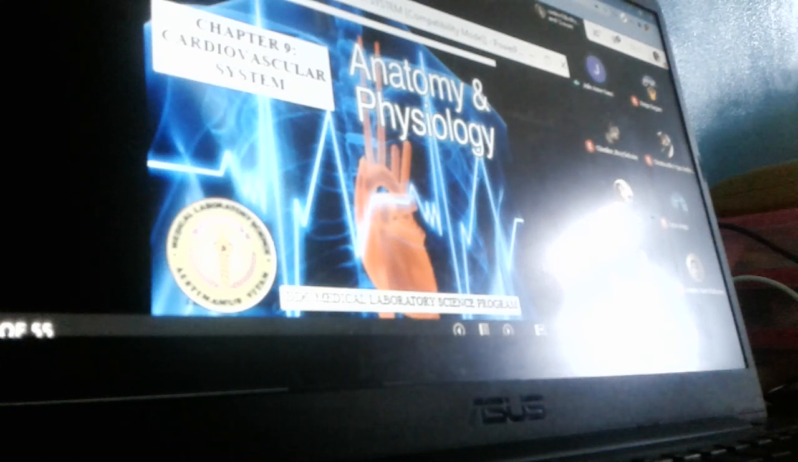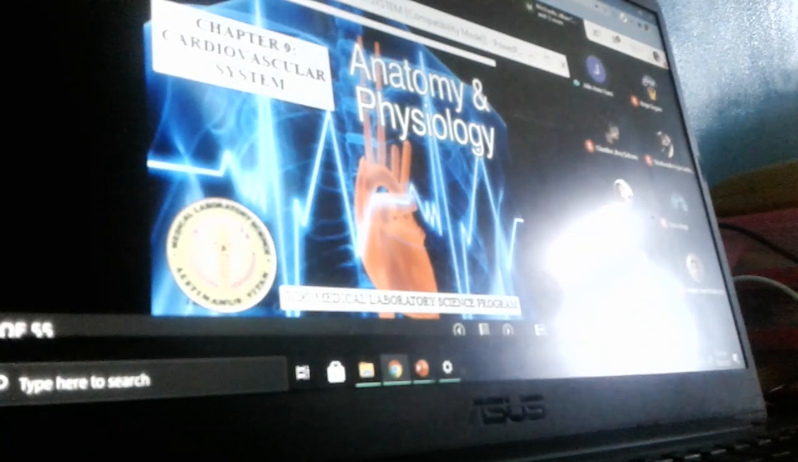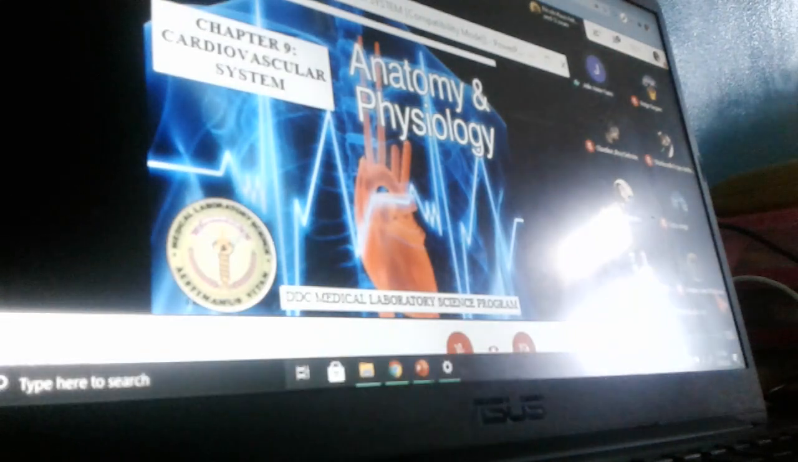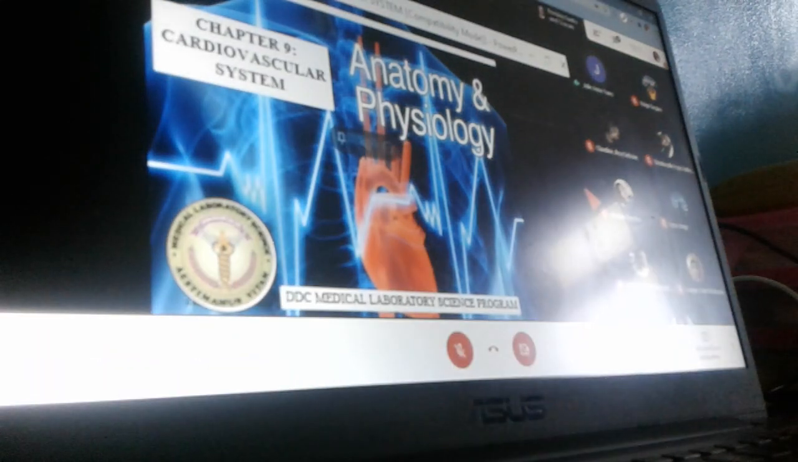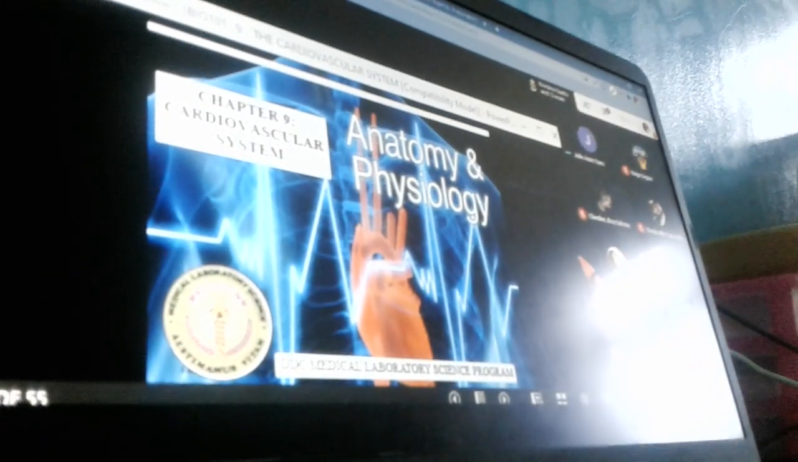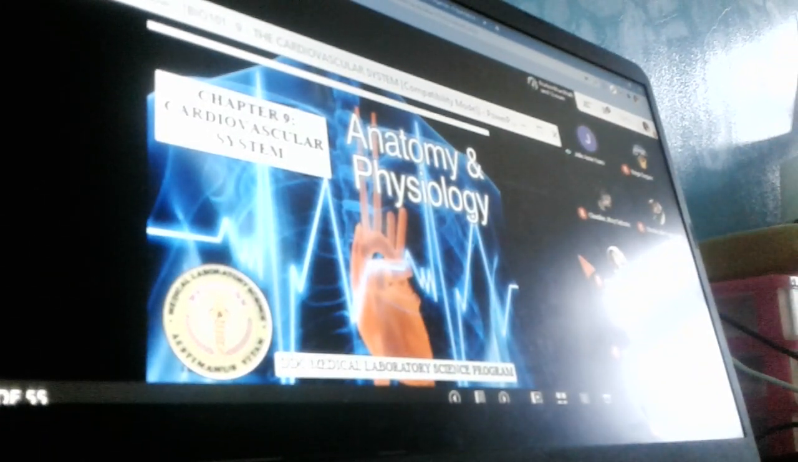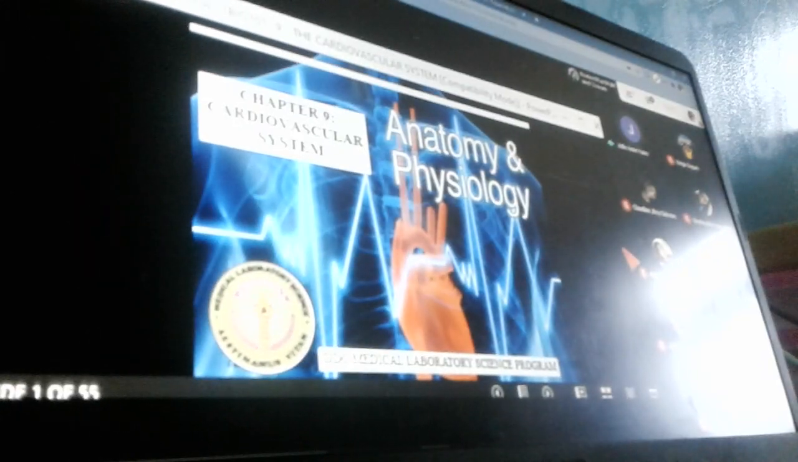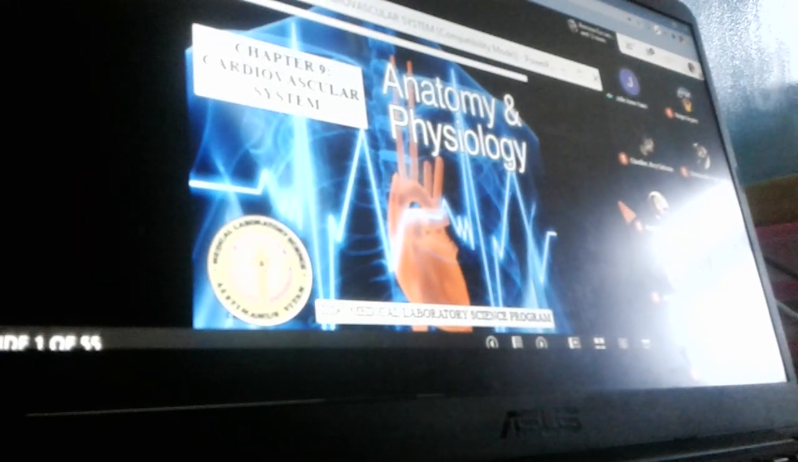Pumps blood towards 120,000 kilometers of blood vessels. Okay, so yung 120,000 kilometers of blood vessel na yan, kung i-imagine mo, para daw yan ikatatlong ikot mo sa equator ng Earth. Okay? So napakahaba ng ating mga blood vessels, class.